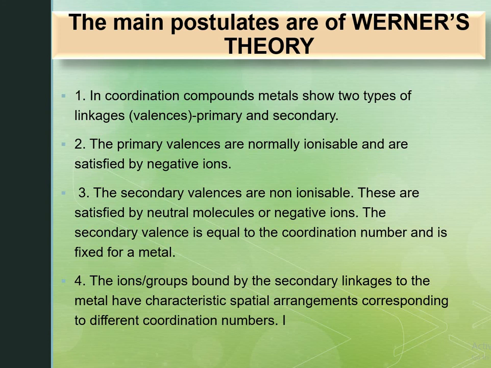The main postulates are: in coordination compounds, metals show two types of linkages, primary and secondary. Dear students, remember this. This is one of the very important points in Werner's theory. Primary valences are ionizable and are satisfied by negative ions. The secondary valences are non-ionizable. These are satisfied by neutral molecules or negative ions.